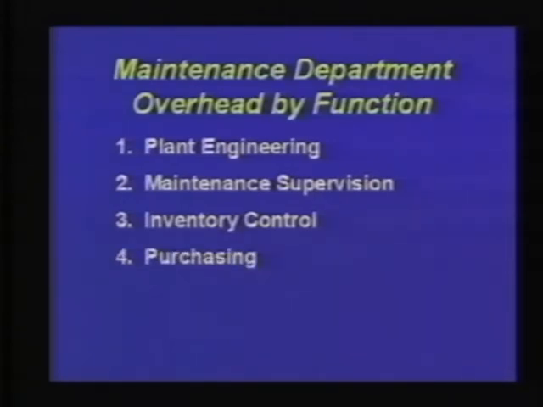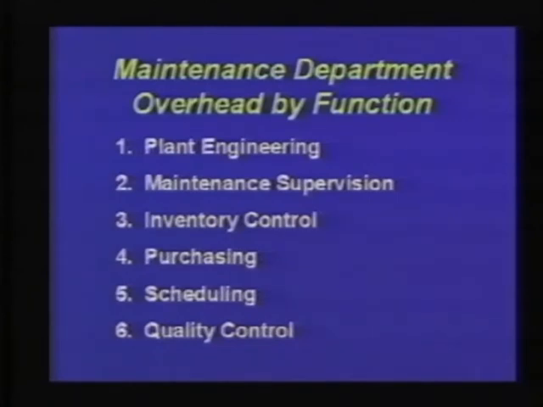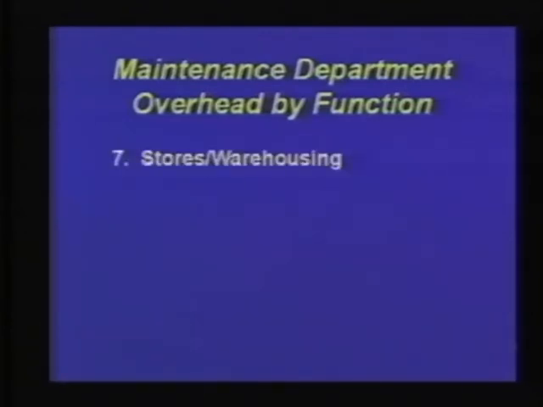Then 4 would be the purchasing activity. 5 is planning and scheduling. 6 would be the quality control, which would pertain to receiving inspection. Item 7 would be the stores or the warehouse costs. And 8 would be the material handling cost, which would include the labor portion for supporting the transporting of, let's say, maintenance work orders to the job site.